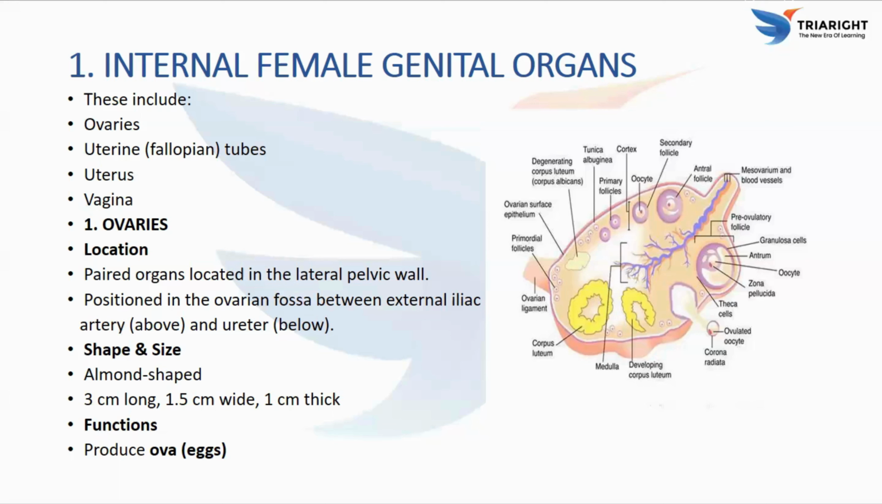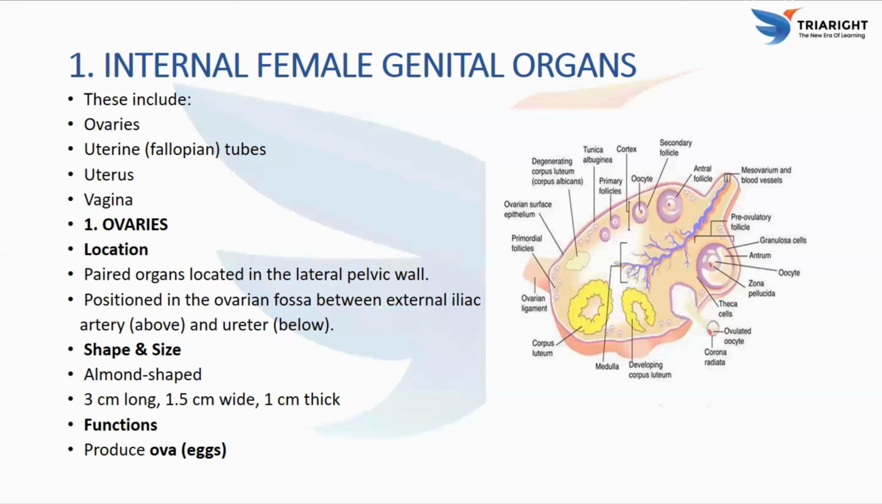So what is the shape and size of the ovary? It is almond shaped, just like an almond. It is about 3 cm long, 1.5 cm wide and 1 cm thick. So they are small, but they are very important organs of this system. So what are the functions of the ovaries? Ovaries have two major functions. One is producing ova, eggs, and the other is producing hormones.